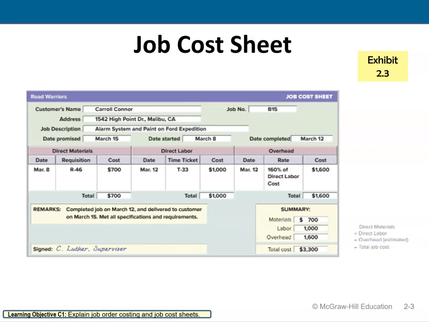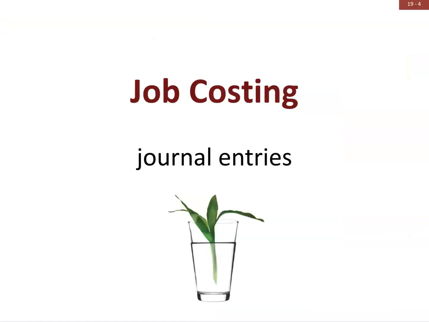This is job B15. If you look, they have issued direct materials, they've issued direct labor, and they've issued overhead. And then you add all these up, and that tells you the total cost. This would be a job cost sheet. So you kind of get an idea what that looks like. Although I think this is all done on the computer, I don't even think you see a sheet. So let's now look at our journal entries.